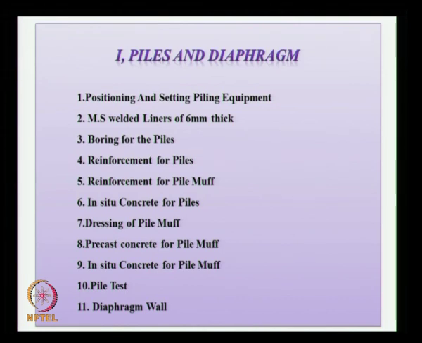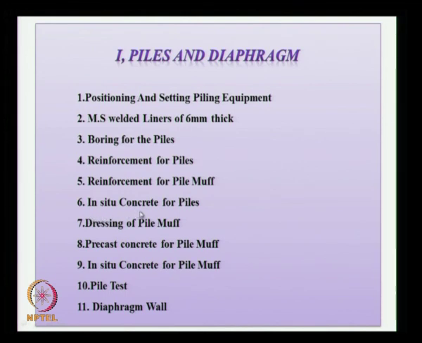Now we will go section by section. First section is the piles and diaphragm wall. We have to first position and set the piling equipment, then we have to make the liner for the pile, then we have to bore through the liner into the founding level, into the soil up to reaching the founding level. Then you have to tie the reinforcement, keep it ready and lower it into the bore. Then we have to make the reinforcement for pile muff and do the concreting either in situ or precast.